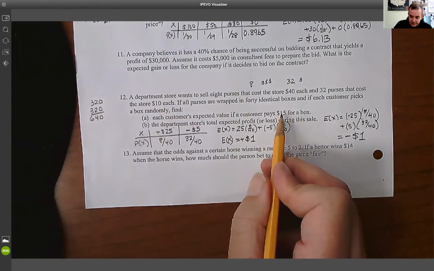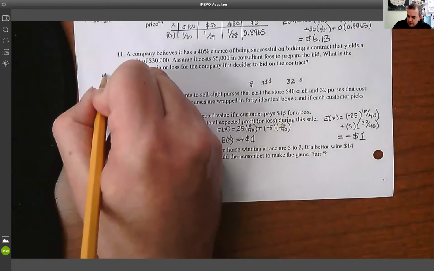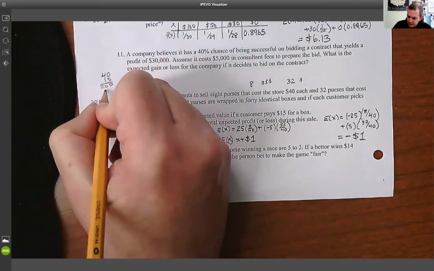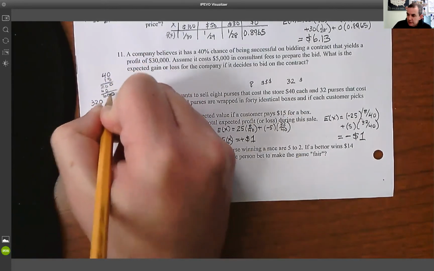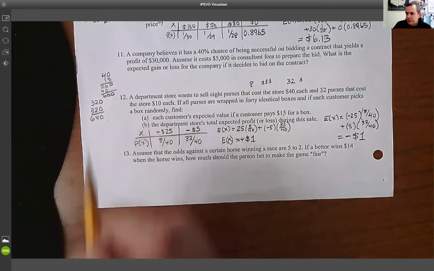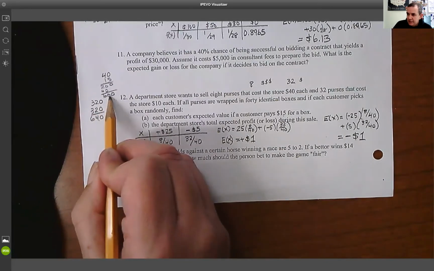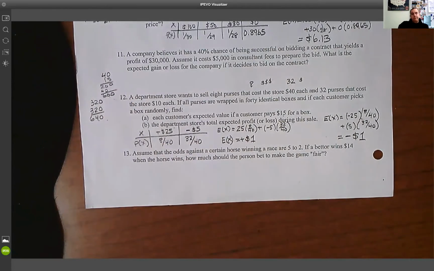Now, what's going to happen is on this one, if we do 40 boxes at $15 a pop, they're only going to collect $600 for $640 worth of stuff they spent. So they spent $640 to buy the purses. They collected $600 from customers. They lost $1 on every box they sold. So this would be a bad deal for the store.